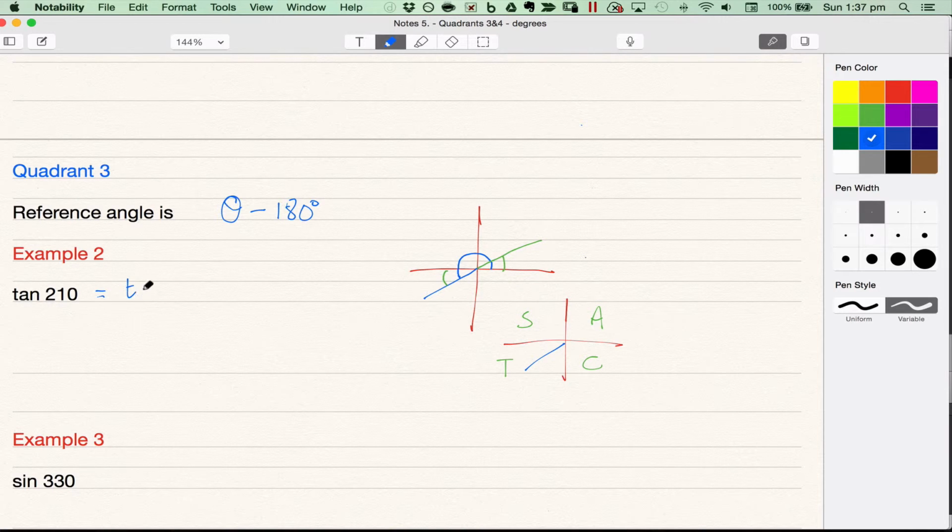So now we can do tan of, because it's in this quadrant, 210 take away 180. Which equals tan of 30 degrees. And looking back at your reference table or using your reference triangles, tan of 30 is 1 over square root of 3.